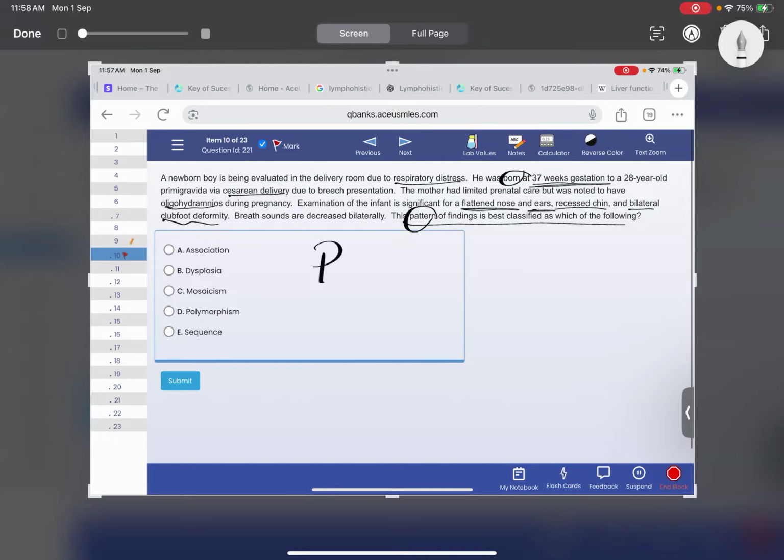Potter sequence. What are the symptoms? Sequence? Yeah, we call this sequence, right? So that's sequence. Simple. I want you guys to discuss the other options too. So what's polymorphism?